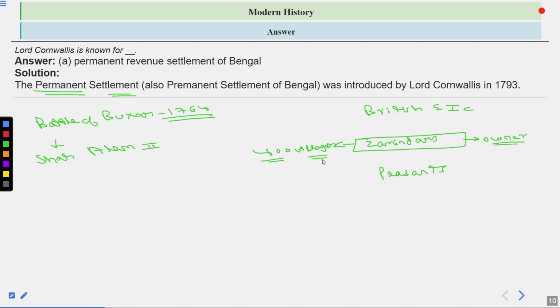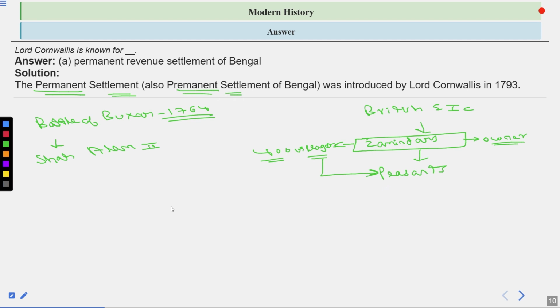And now the peasants are the workers who are working on the land of the zamindar. So the British East India Company will collect the rent from the zamindar, and the zamindar will collect the rent or the tax from the peasant. And why is it known as the permanent?